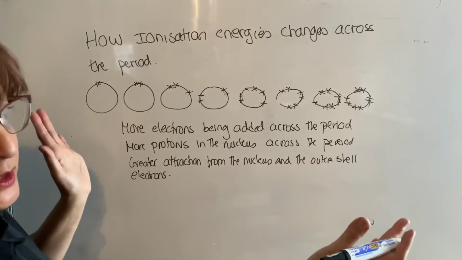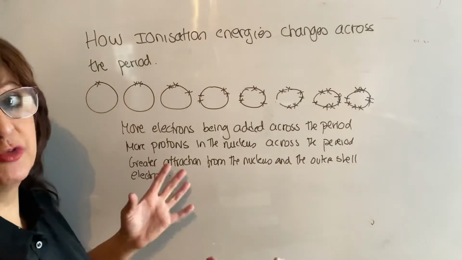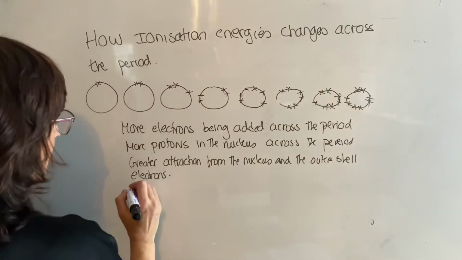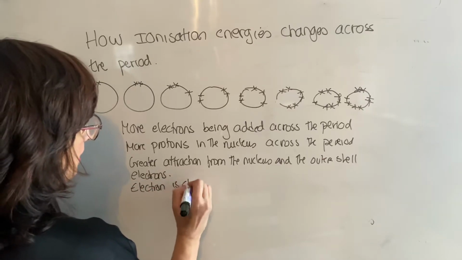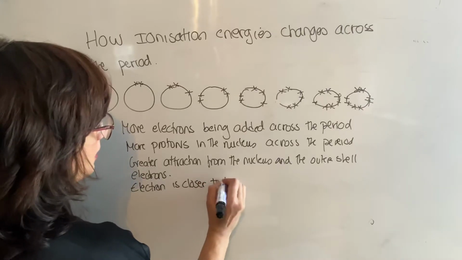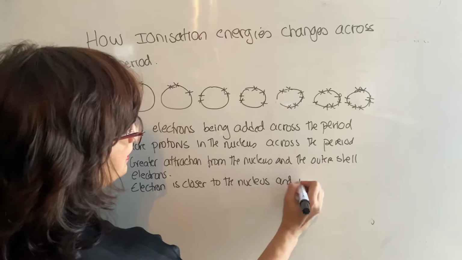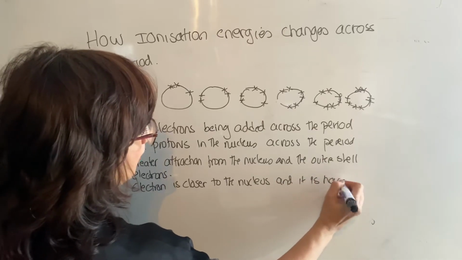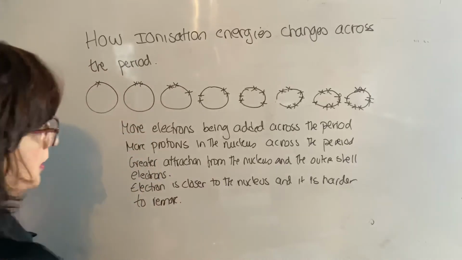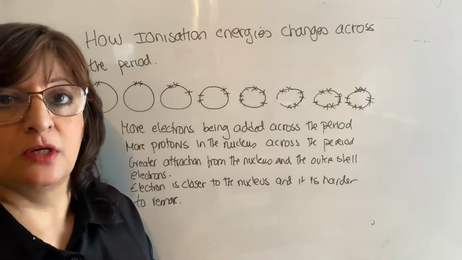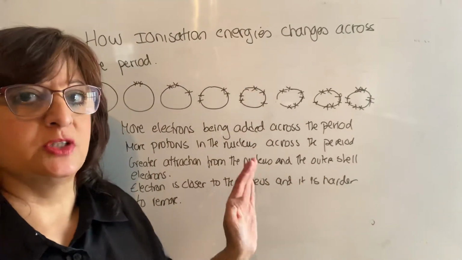So the radius will decrease, and the last electron that you're trying to remove will be closer to the nucleus. Therefore, the electron is closer to the nucleus, and it is harder to remove. Therefore, ionization energy increases across the period. But this is a regular pattern, but it doesn't go across exactly as it is.